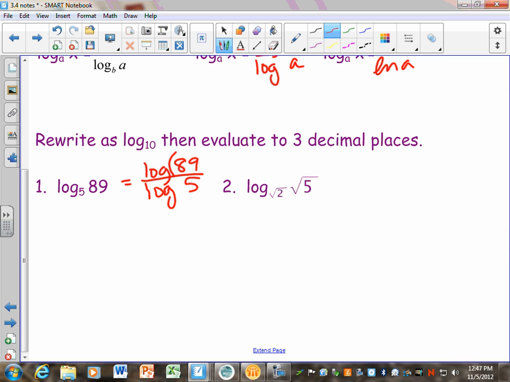I cannot stress enough that there are questions on your test where you have to use a calculator, and if you type it in wrong and you get the wrong answer, you're going to miss that point, which is why I'm doing these in class with you. But you got to make sure that you close that parenthesis.